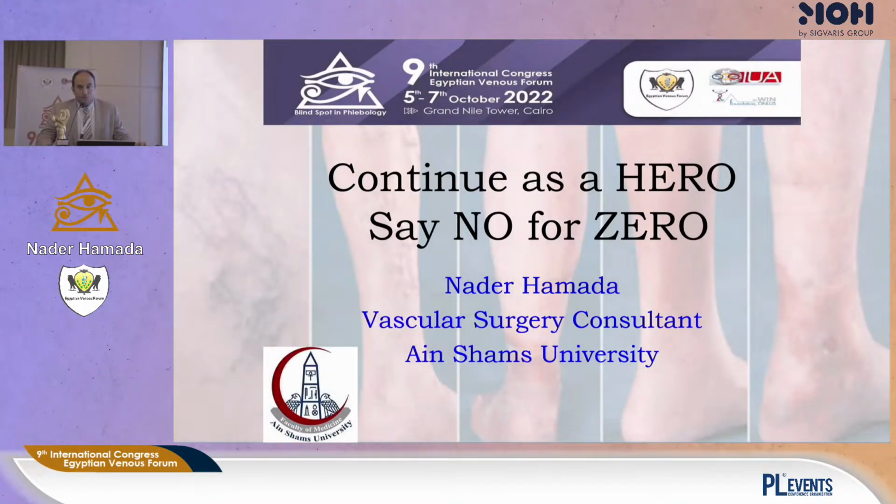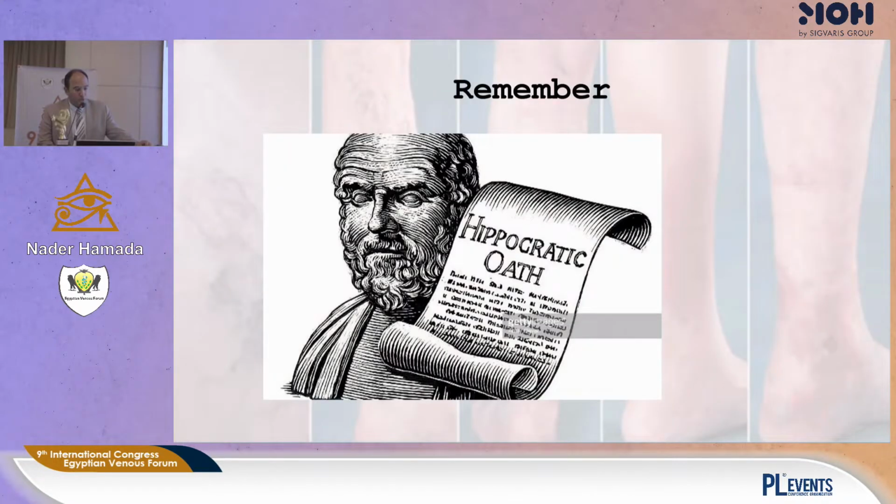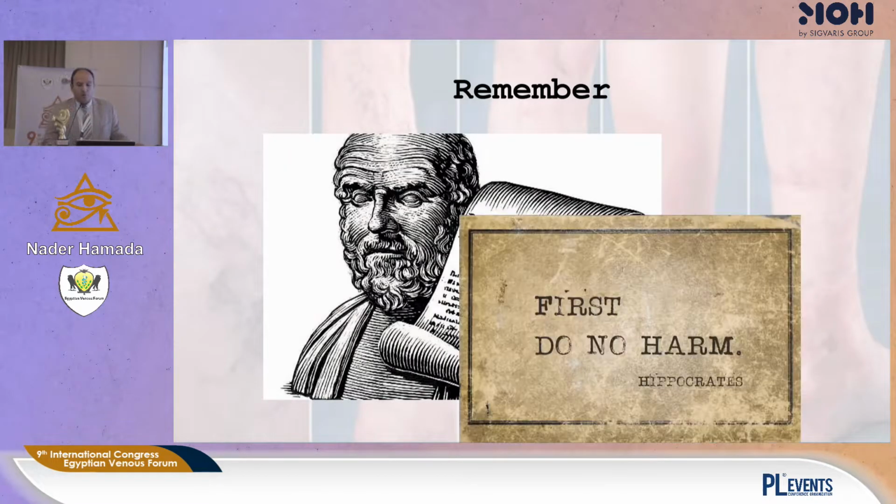And unfortunately, I have to contradict what he said. This debate is not about whether it is useful to treat the anterior accessory great saphenous vein tributary or not. It's about how do you treat it. So I would recommend: continue as a hero, say no for zero. Remember the Hippocratic Oath: first, do no harm.